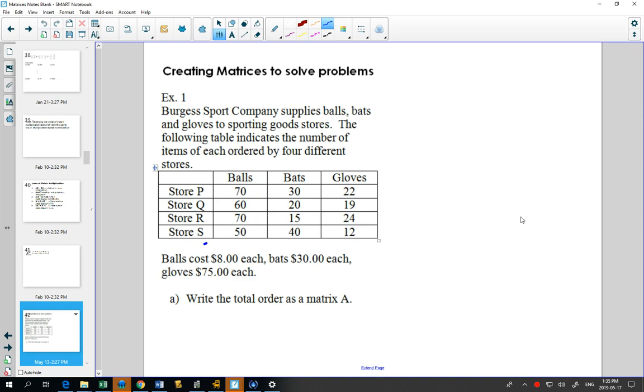I don't know if those prices are reasonable. Those seem like pretty cheap bats. But whatever, doesn't matter. Any baseball players here?